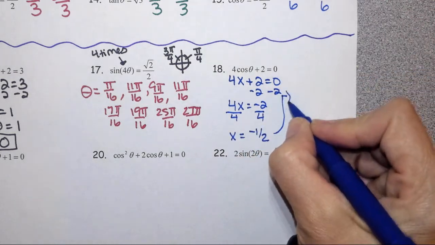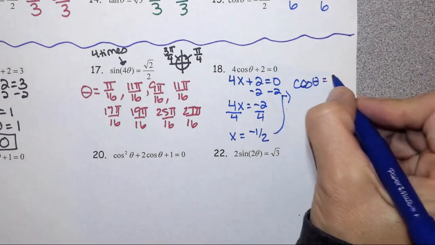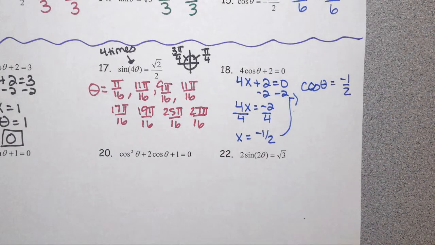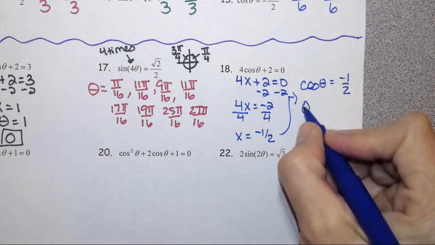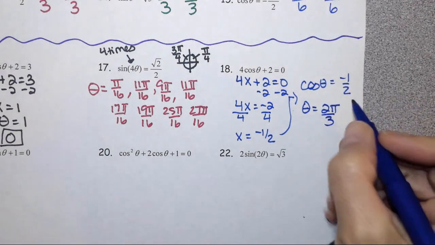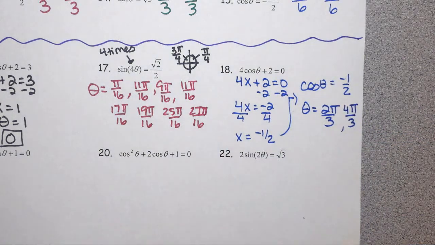But we're going to remember that x in this problem is cosine theta. So I want to know where on my circle does cosine equal a negative 1/2. So go look at your circle. I'm looking for where does cosine equal negative 1/2. Theta is going to equal 2 pi over 3 and 4 pi over 3. And those are my answers.